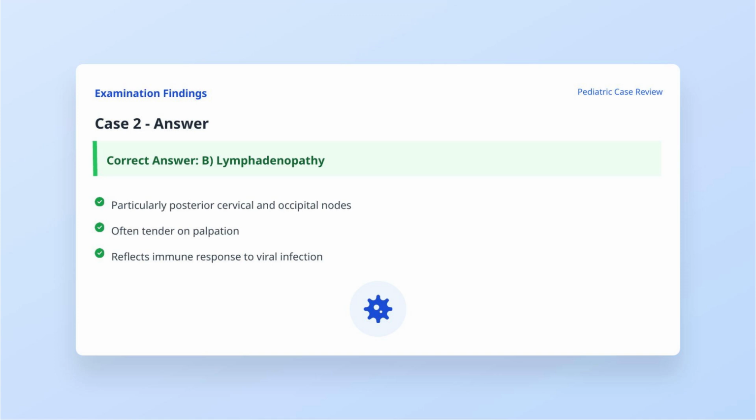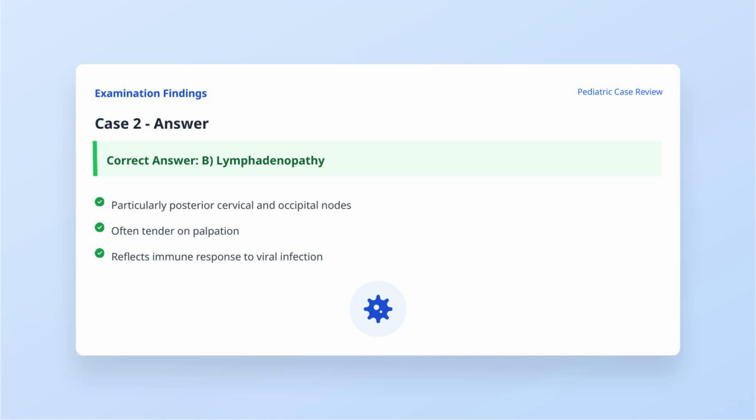Children with measles commonly develop enlarged lymph nodes, particularly in the posterior cervical and occipital regions. These nodes are often tender on palpation and reflect the immune system's response to the viral infection. While hepatosplenomegaly can occur in severe cases and meningismus may appear with encephalitis complications, lymphadenopathy is a much more common finding during routine examination.